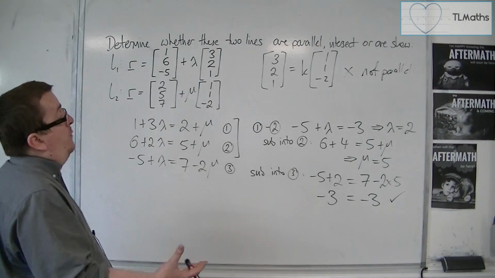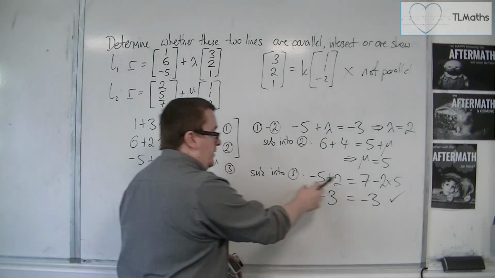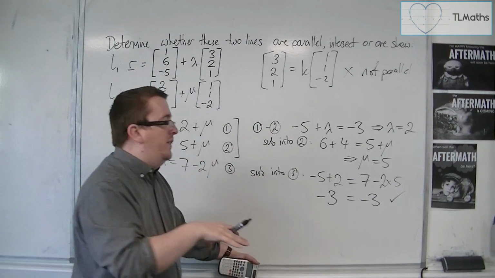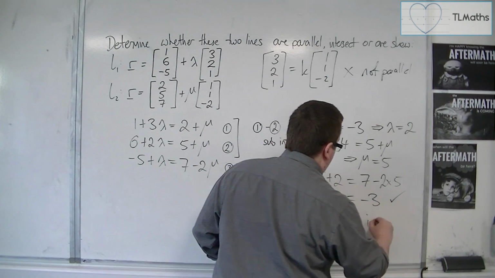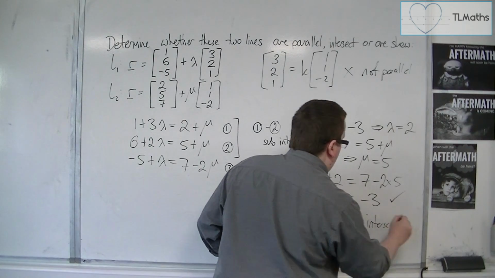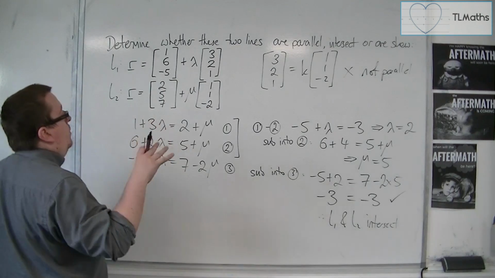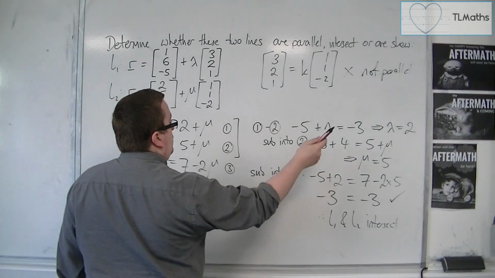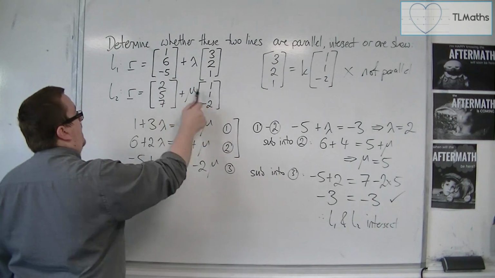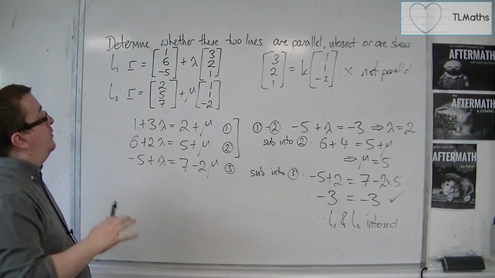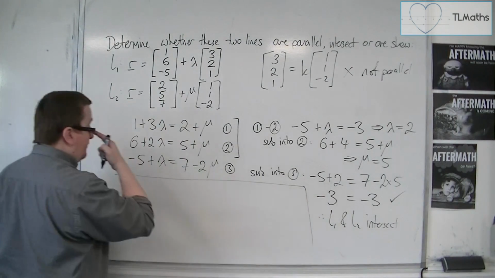And so we've found λ and μ, and that third one worked, that means that they intersect. Therefore, L1 and L2 intersect. Now it makes sense then to find where they intersect. You can either substitute your λ into that, or you can substitute your μ into that. It doesn't matter which one you do. So I'm going to show you both, just to convince you that it doesn't matter.